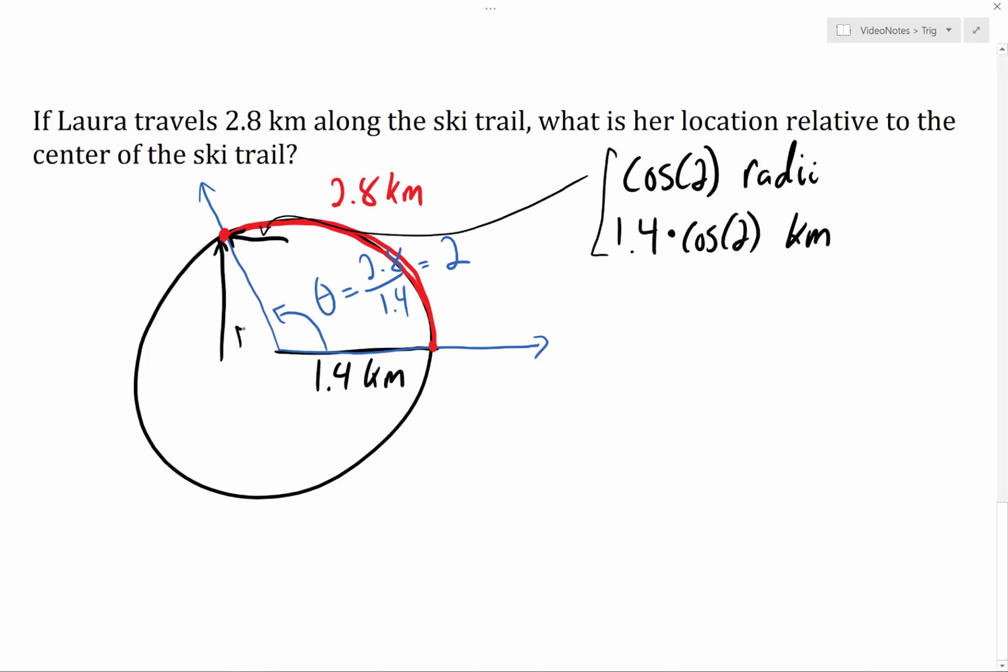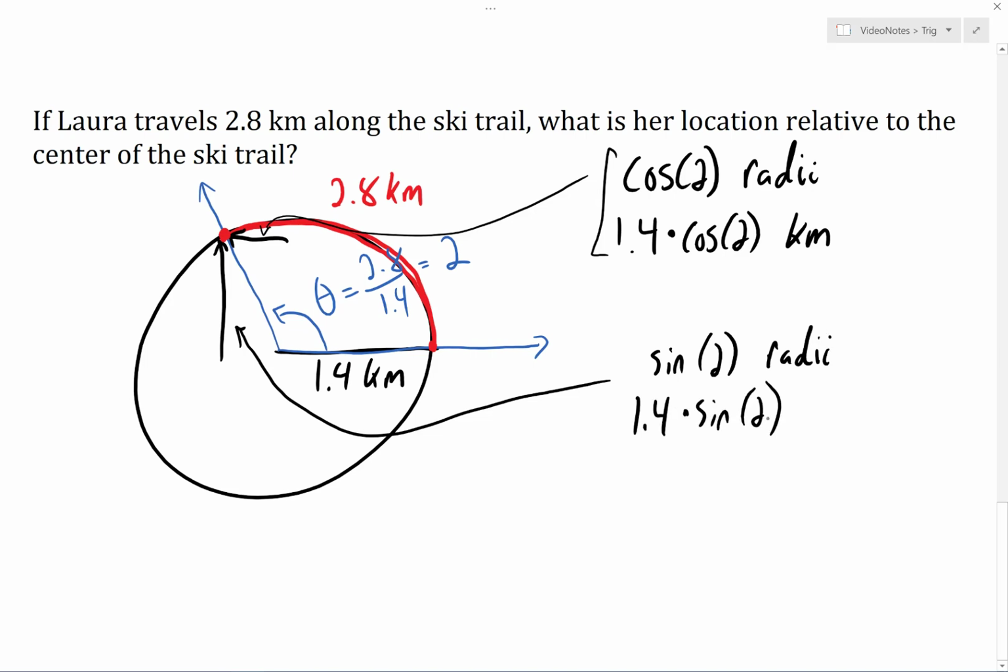On the other hand, her distance above the center of the ski trail, we can represent that as sine of 2, and that's a number of radii. The radius of the circle is 1.4 kilometers, so 1.4 times that number of radii should give us the number of kilometers above the center of the ski trail. And since she's above the center of the ski trail, both of these values should be greater than 0.